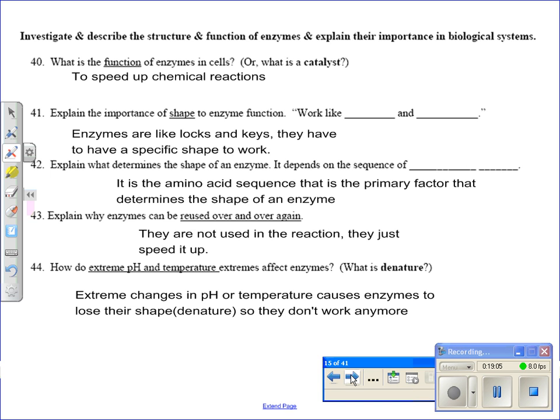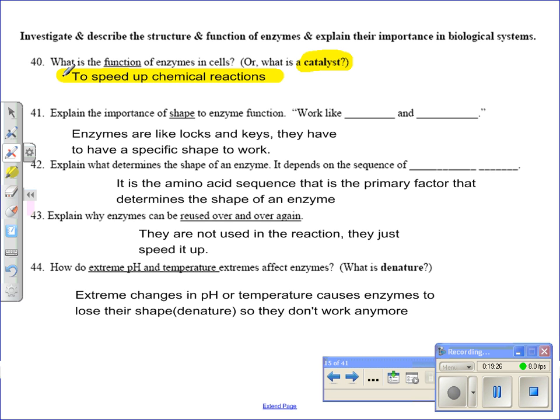Next one. What is the function of enzymes in cells? Enzymes have one key function. They speed up chemical reactions. So the whole point, it's like a turbo boost for a car. Enzymes kind of speed up a chemical reaction. That's the definition of a catalyst. This is exactly the same thing. Enzyme is a biological catalyst. You definitely have to know that for the exam.